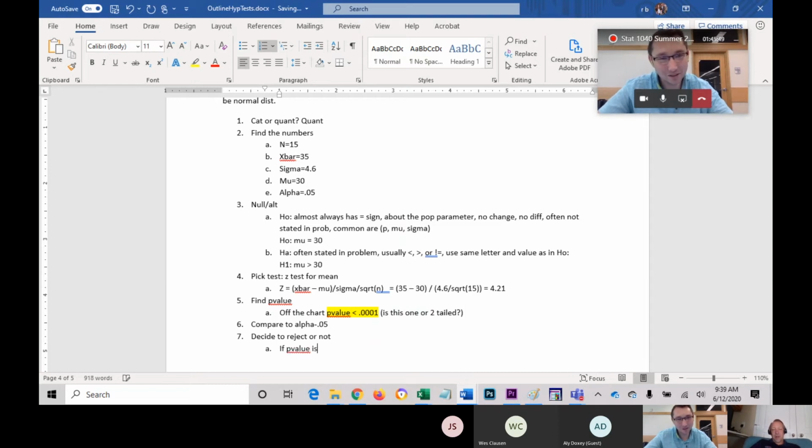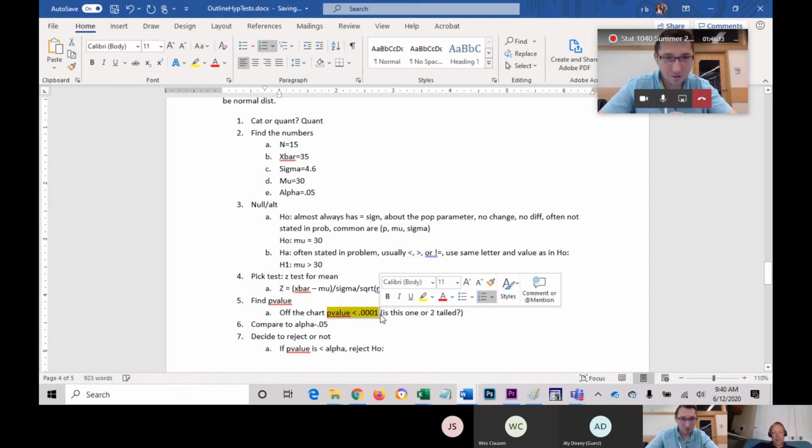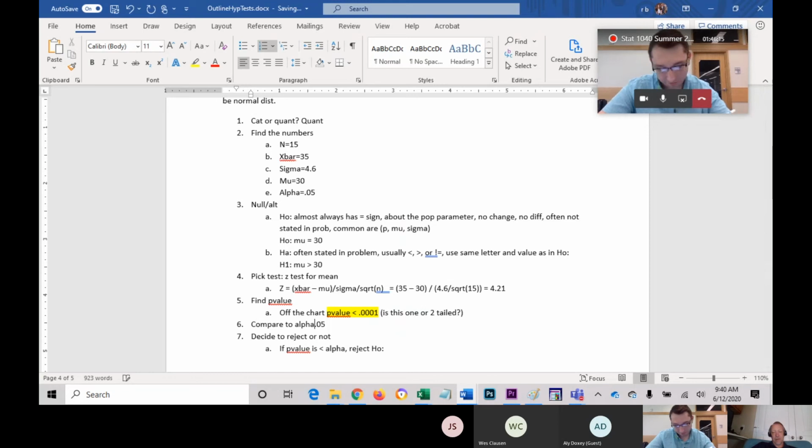If the p-value is less than alpha, reject the null. If the p-value is low, reject the null, because it kind of rhymes. So you're comparing this p-value to your alpha equal to 0.05. Do you reject or do you not reject? We reject the null hypothesis.